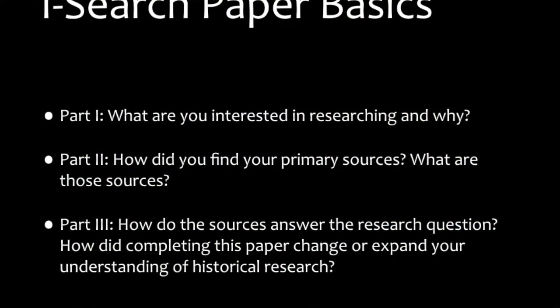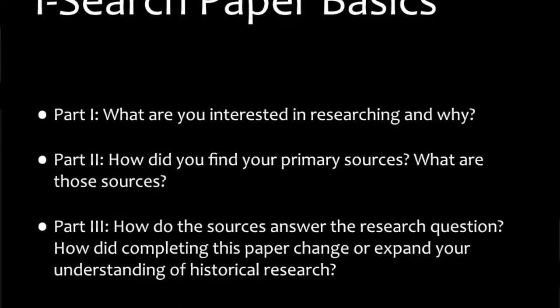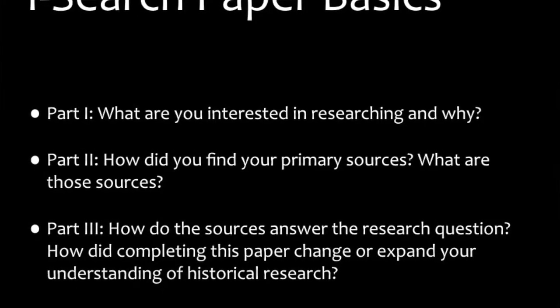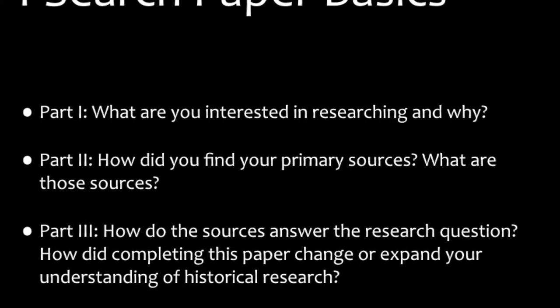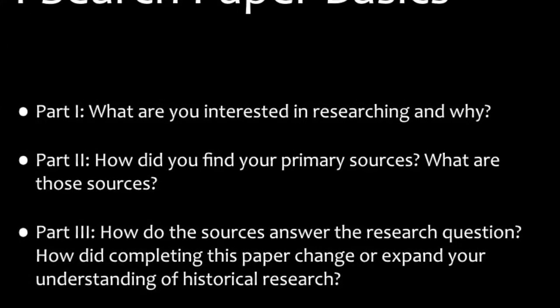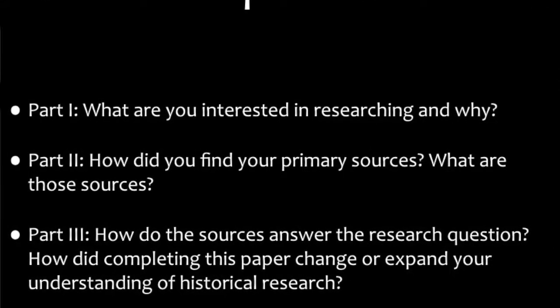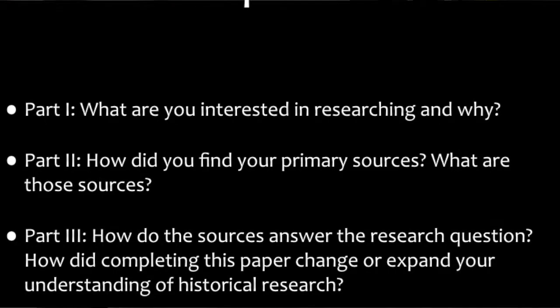All right, so the basics. Part one, what are you interested in researching and why? In this part, you'll explain to me your basic interest in the topic, what you knew about it beforehand, why you're interested in it, and then what's the question. Part two is where you're telling me how you found the primary sources you did, and then what were those sources. And then part three, how do the sources answer the research questions? So you're coming up with your own historical argument at the end. And then also, how did completing this process change your idea about historical research?